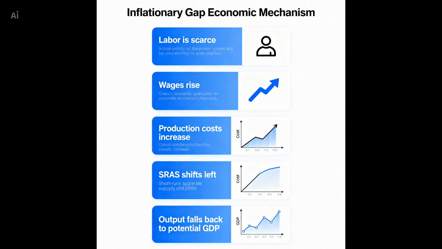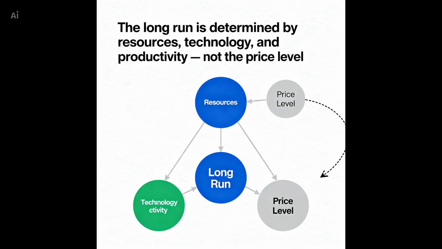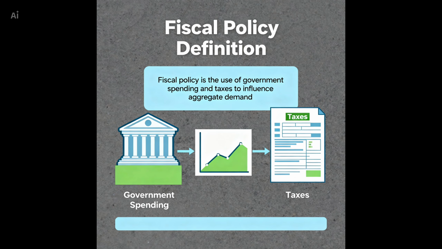But if the economy is in an inflationary gap, labor starts to become scarce, wages rise, production costs increase, SRAS shifts left, and output falls back to potential GDP. So a key AP takeaway from this is the long run is determined by resources, technology, and productivity, not the price level. Now, let's talk about what is fiscal policy.